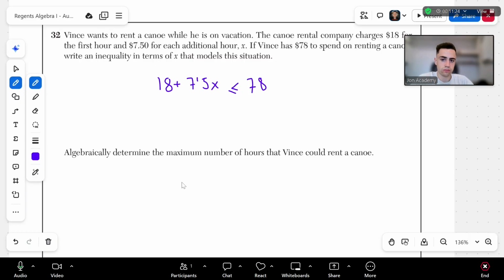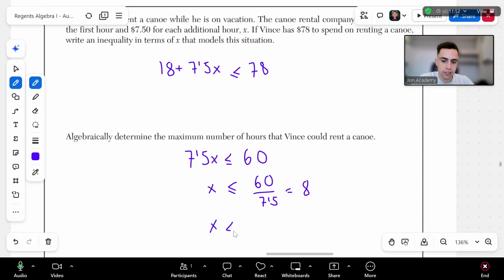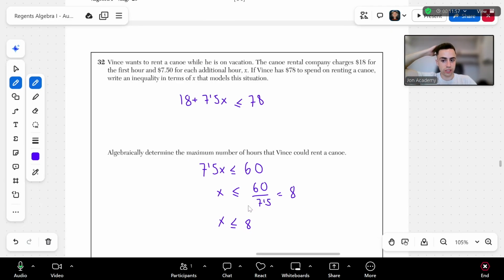Okay, so here let's solve the inequality, no? So it will be subtracting both sides. We are getting 7.50x smaller or equal than 60, and then x needs to be smaller or equal than 60 divided by 7.5. And this we can write it here already. It's gonna be 8. So x needs to be smaller or equal than 8. So there are 8 additional hours.